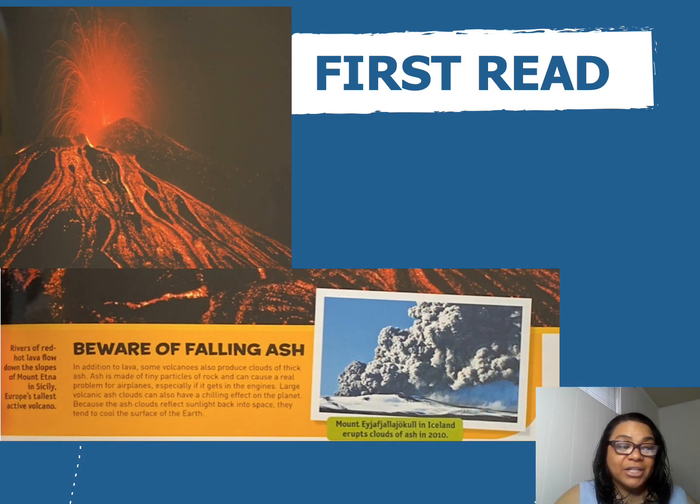Beware of falling ash. In addition to lava, some volcanoes also produce clouds of thick ash. Ash is made of tiny particles of rock and can cause a real problem for airplanes, especially if it gets in the engines. Large volcanic ash clouds can also have a chilling effect on the planet. Because the ash clouds reflect sunlight back into space, they tend to cool the surface of the Earth.